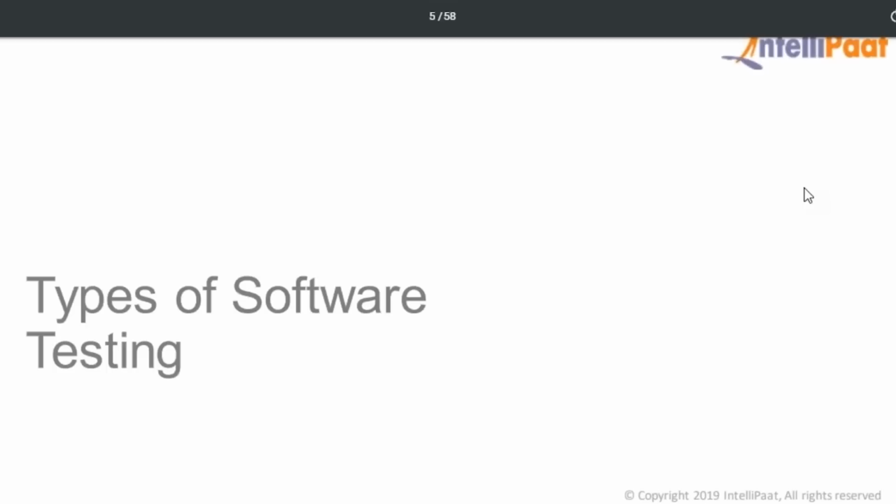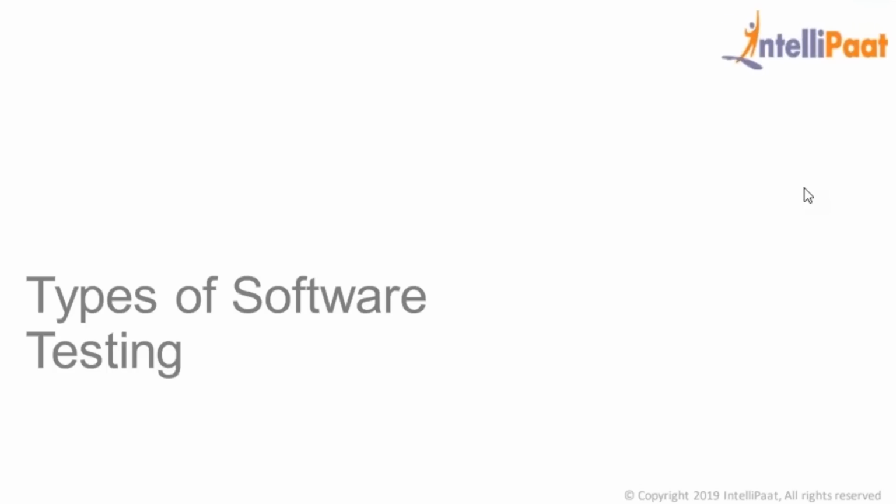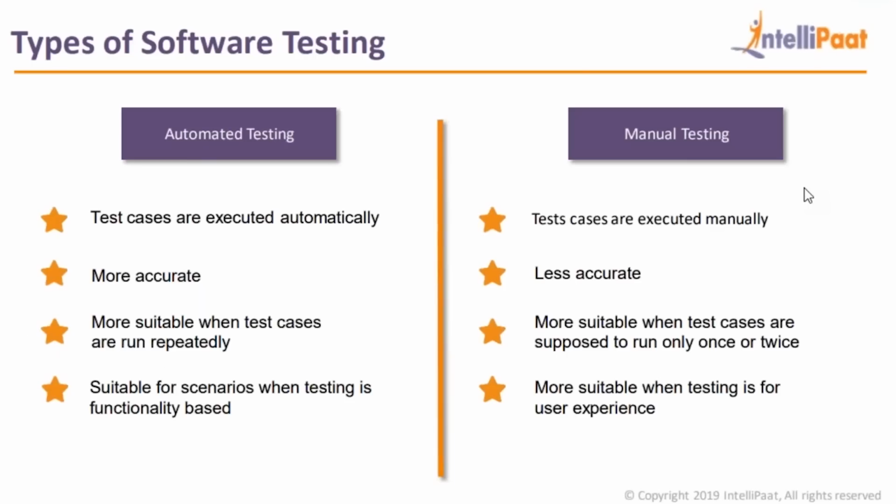So yeah, there are basically two types of software testing in the industry where people work, right? So the first type of testing is automated testing, and the second type of testing is manual testing, right? I'm sure the name is clear itself about what testing is.